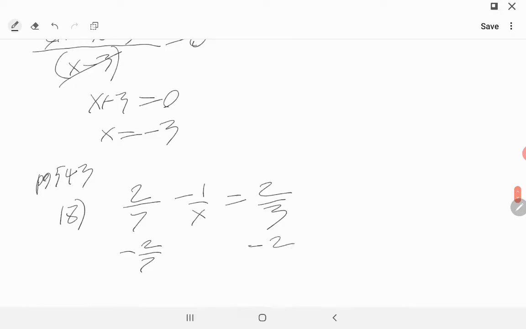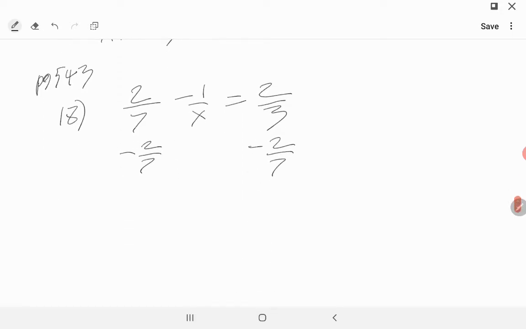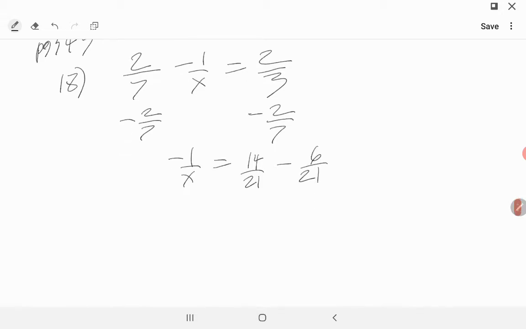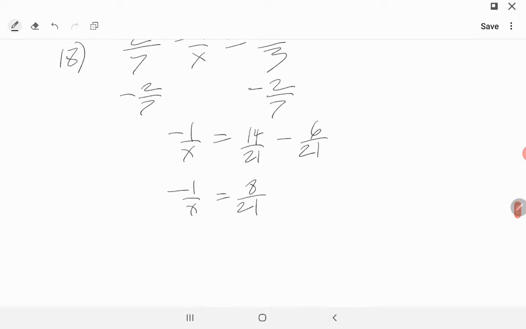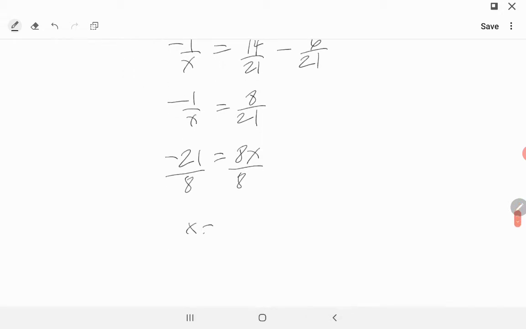Let's write that out better. If we subtract 2/7 from both sides, we proceed to get negative 1 divided by x equals, we can write that as 14/21 minus 6/21, just getting common denominators. So we get negative 1 divided by x equals 8/21. So now we could cross multiply. We get negative 21 equals 8x. Divide both sides by 8. And x is negative 21/8.